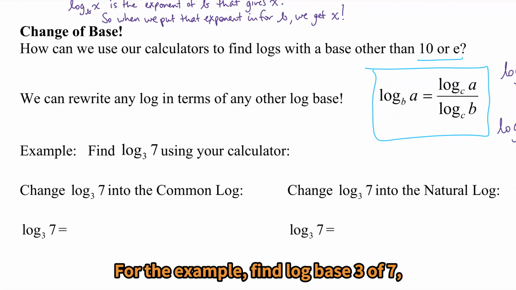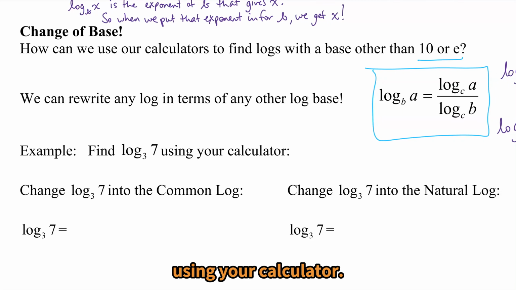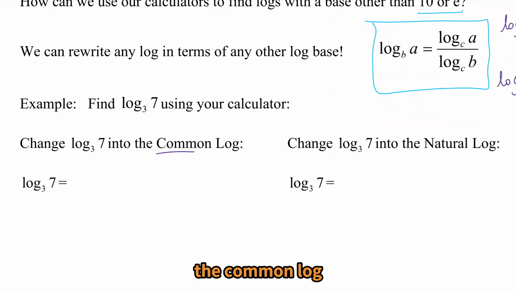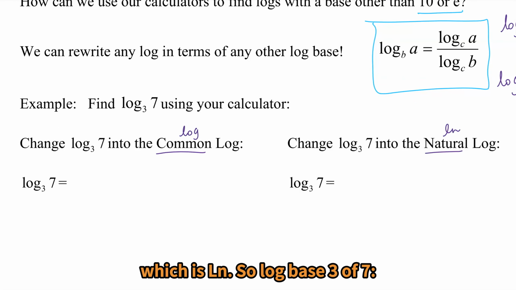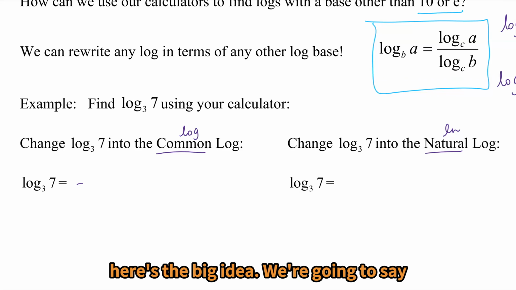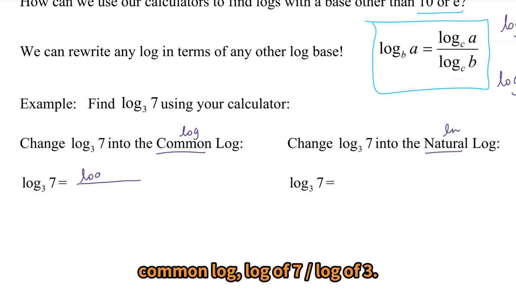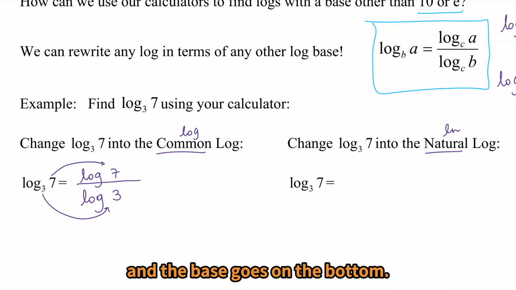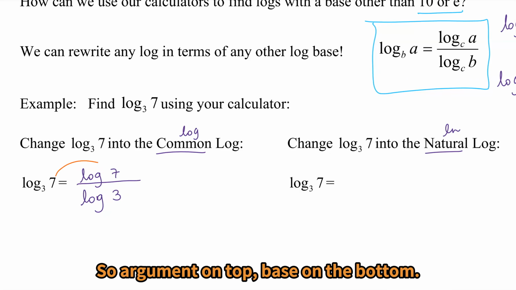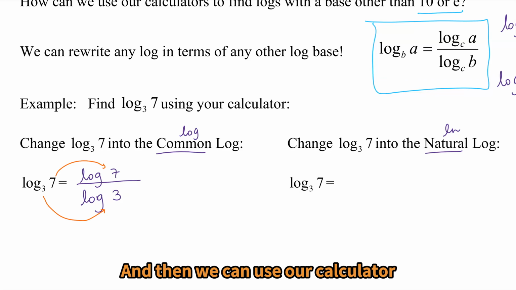For the example, find log base 3 of 7 using your calculator. We've got two different ways, the common log, which is log, and the natural log, which is ln. So here's the big idea. We're going to say common log, log of 7 over log of 3. Notice the argument goes on top and the base goes on the bottom. This is important: argument on top, base on the bottom. And then we can use our calculator to determine what that value is.